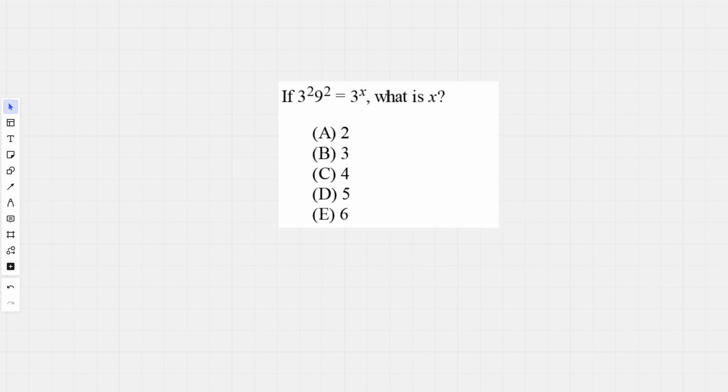Hey guys, so we have another SAT question, and it's going to be in a longer form video. I have a couple for you guys to try out. So it says, if 3 squared times 9 squared equals 3 to the x, what is x?